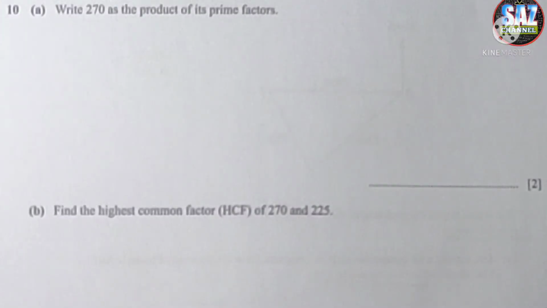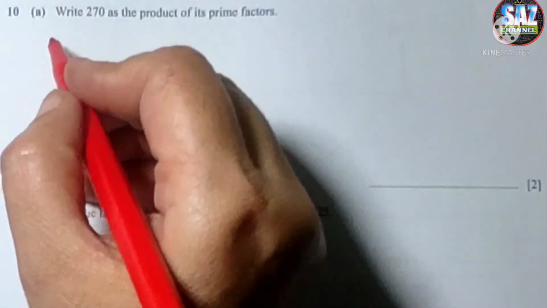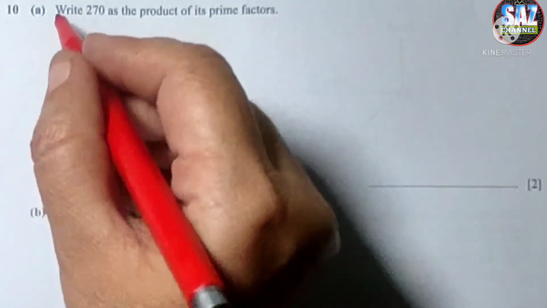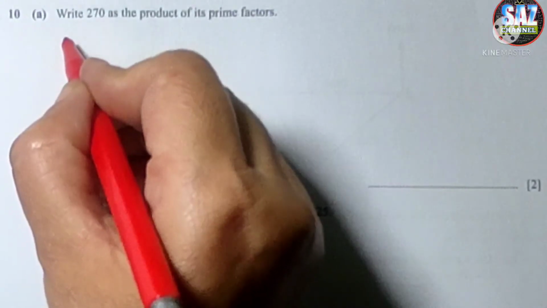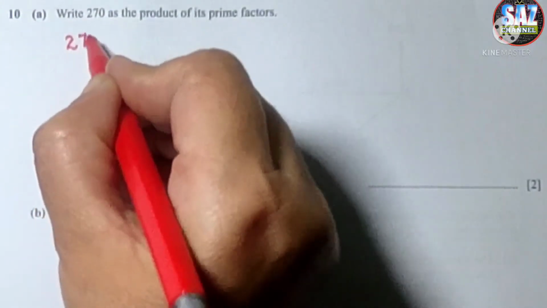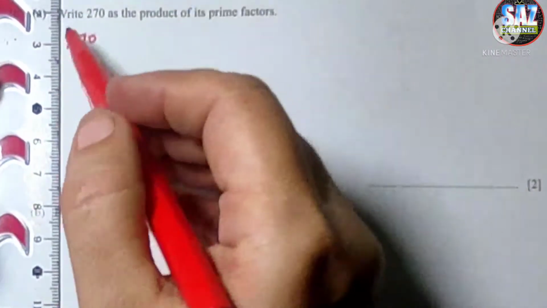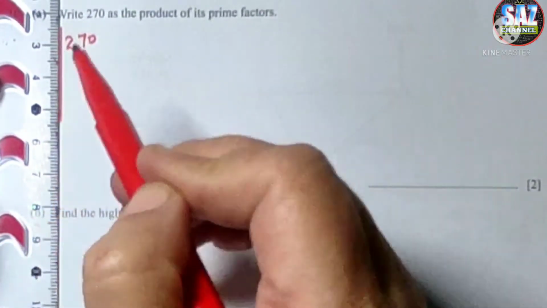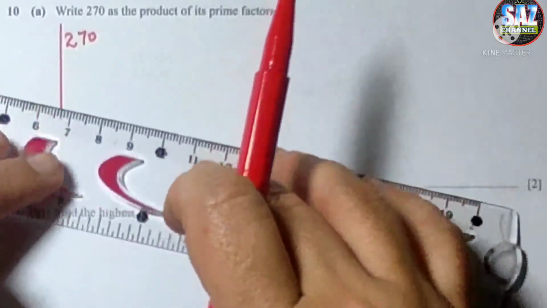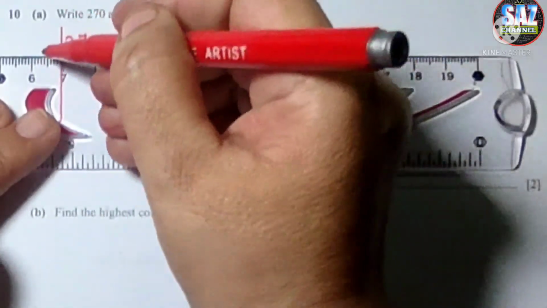Write 270 as the product of its prime factors. Really easy question. Again, D1 chapter number 1. So what we have to do is write 270 first, and then show the division process, and recall the rules of divisibility: the unit digit is 0, so we can easily divide this number by 2.